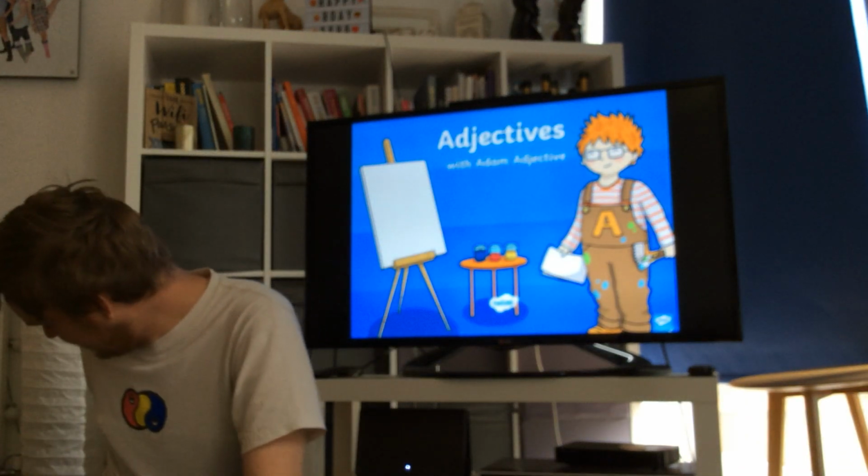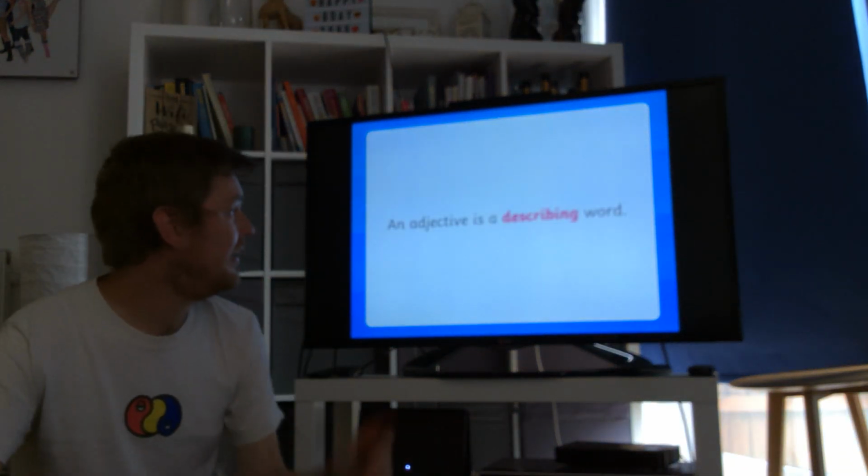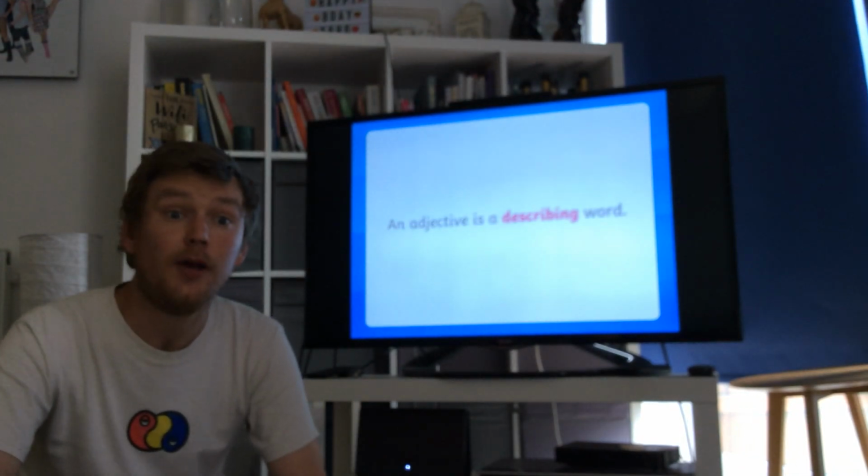Today we're going to be talking about adjectives. Now, what is an adjective? An adjective is a describing word. So it's a word we would use to describe something.